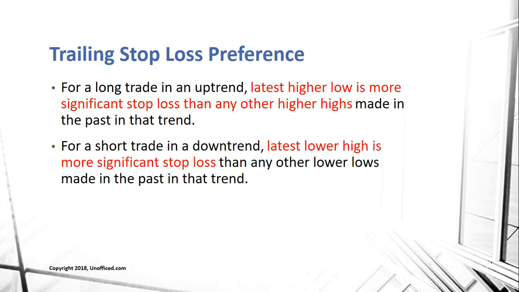In a long trade in an uptrend, the latest higher low is more important than the last higher high. It is a more significant stop loss and a better support point. In a short trade in a downtrend, the latest lower high is a more significant stop loss than any lower lows made in the past, because the last lower high is better resistance than any of the lower lows. That's all.